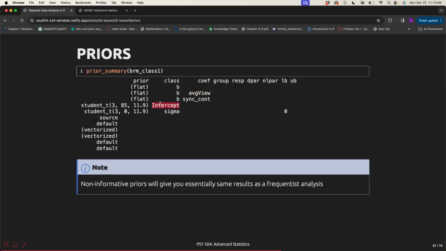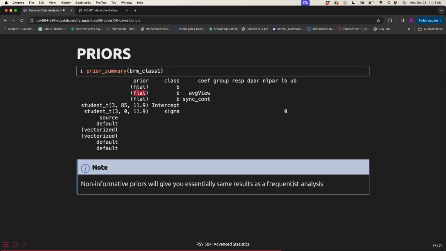All right, so now I want to talk about priors. We can assess the priors that are used in our model by using the prior summary function. If we run our prior summary function, and remember, we use default priors. We did not set any priors. What we'll see is that our priors that are used by default are flat.